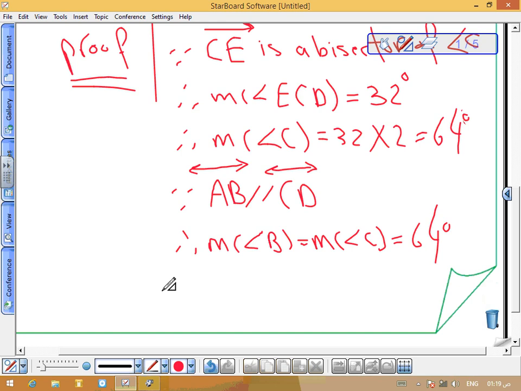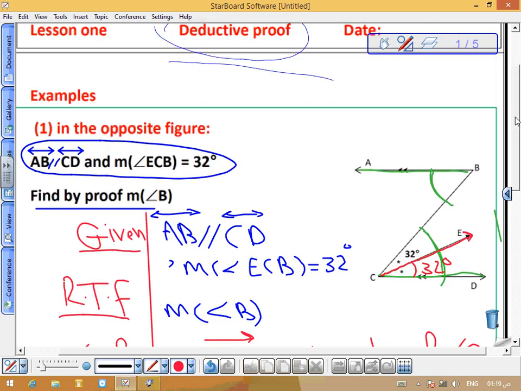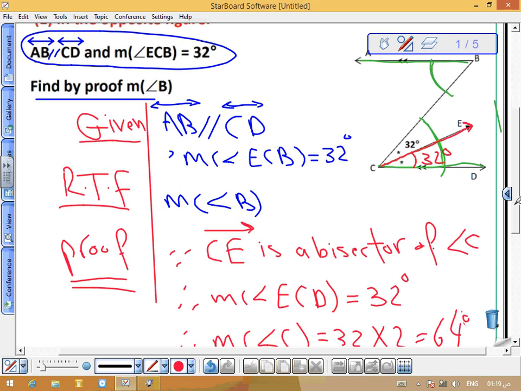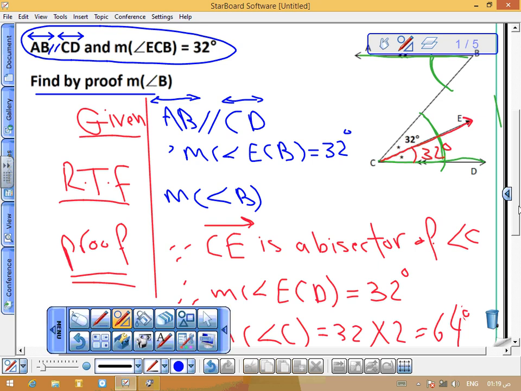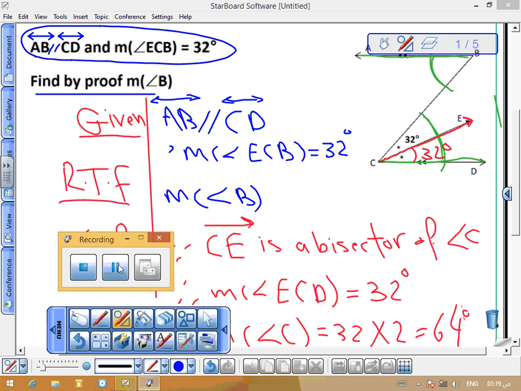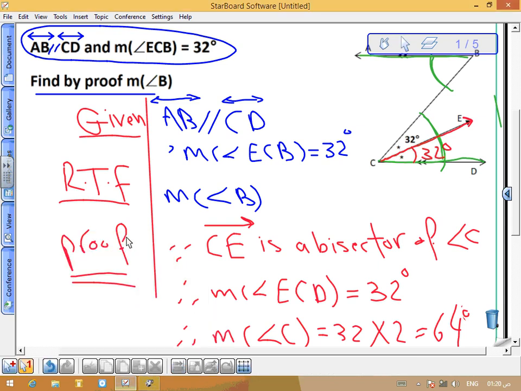Again, when we solve this problem using deductive proof, start by drawing a line like that. Then write the given. What the word given means? The word given means the informations that help me to solve the problem.